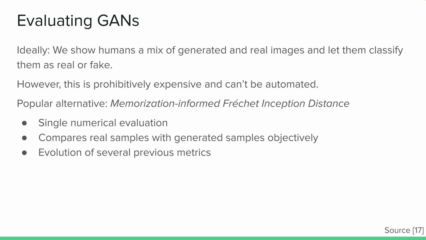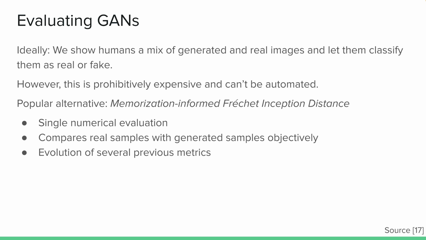However, there is a very popular alternative that is used nowadays, which is called the memorization-informed Fréchet inception distance. Yeah, it's quite a mouthful to speak, but it's a single numerical evaluation, which is exactly the kind of thing that we want, which compares real samples with generated samples in a pretty objective way. And it is actually an evolution of several previous metrics. In order to understand this, I'm going to break it down from the back to the front.